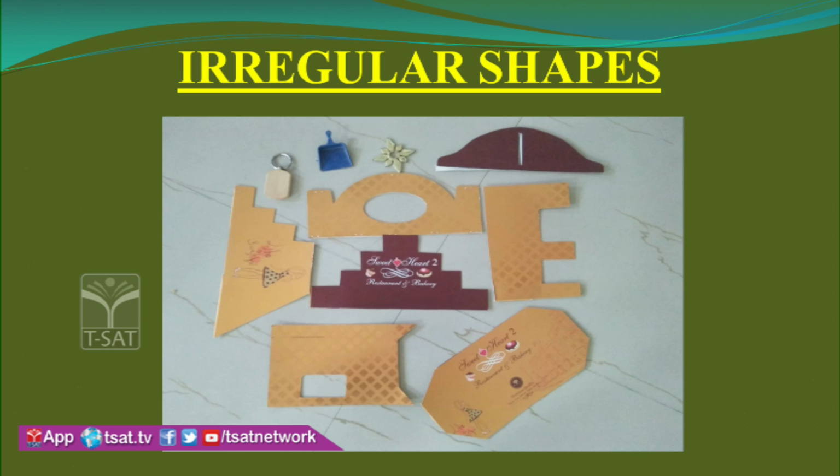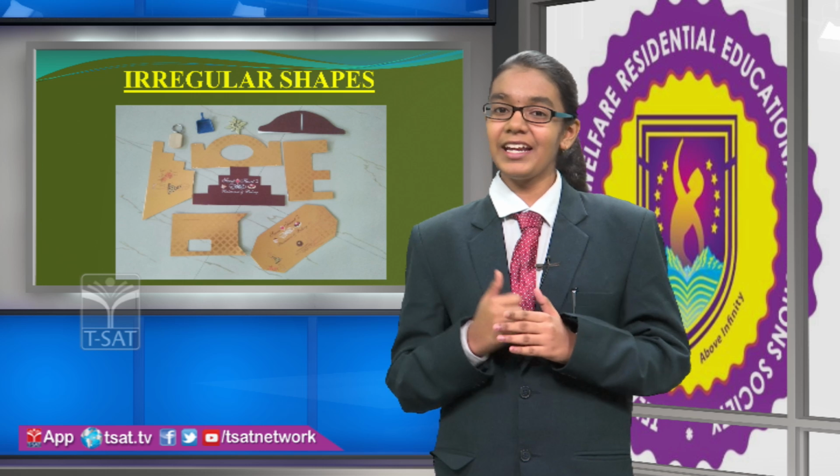So, there are some of the examples for irregular shapes. Now here there are many shapes. I'll pick each shape randomly. What you should tell is whether the shape is regular or irregular.